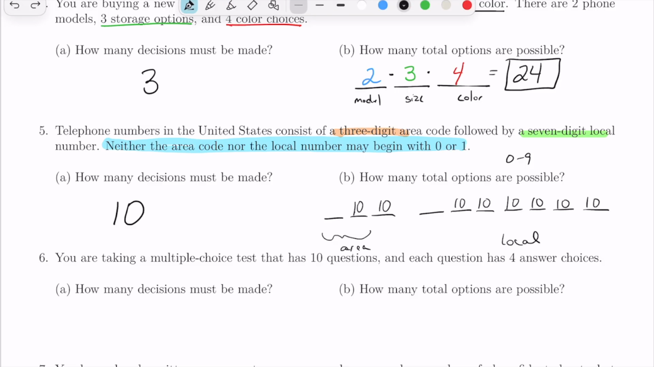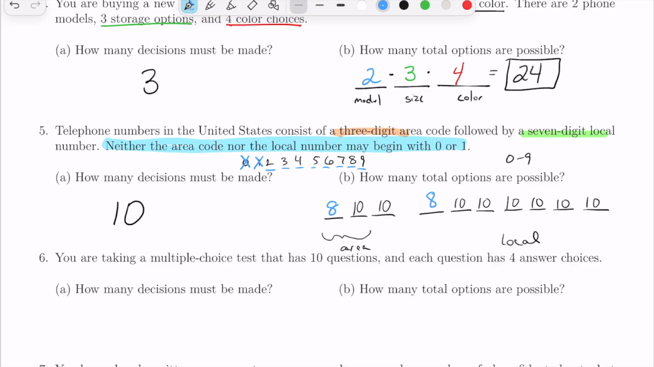Think about all the digits that we have from 0 to 9. We have 10 choices, but if I'm not allowed to use a 0 or a 1, then that leaves us with 1, 2, 3, 4, 5, 6, 7, 8. I actually only have 8 choices for the very first digit of the area code. And the same is true for the first digit of our local number. We only have 8 digits.